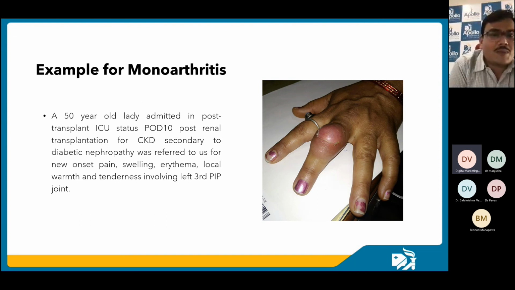So what differential would I consider in this patient? Septic arthritis, because this is a post renal transplant patient on immunosuppression, she's elderly, and she has other immunosuppressive conditions like CKD and diabetic nephropathy. Since she's in ICU as well, this points me more towards septic arthritis rather than any other arthritis. My approach will be aspiration of this joint, sending for cultures, and then starting antibiotics.